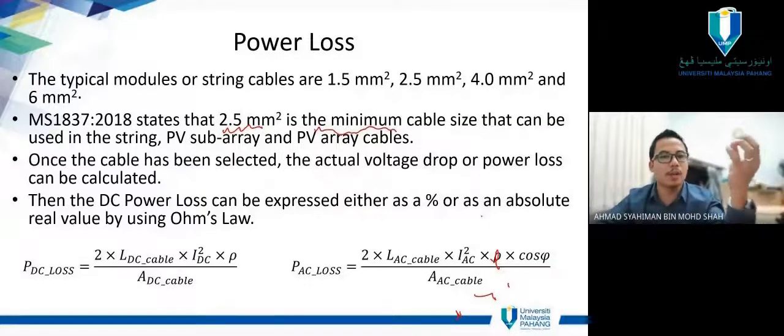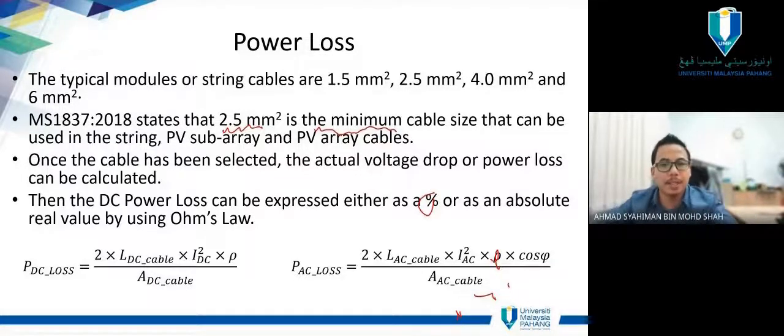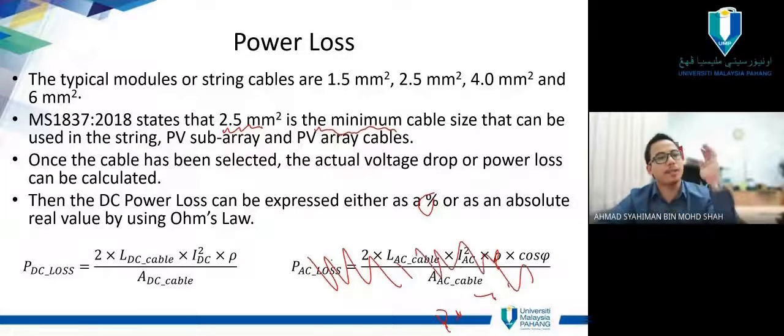So DC power loss expressed in percentage, okay, or an absolute real value, boleh nama mana. Tapi macam saya cakap tadi, kita tak payah fokus pasal AC ni, kita letak tepi je. Kita fokus ni pada DC ya. Kali ni kita fokus DC je. Apa beza dengan yang tadi tu? Dia sikit je, dia tambah ni je.